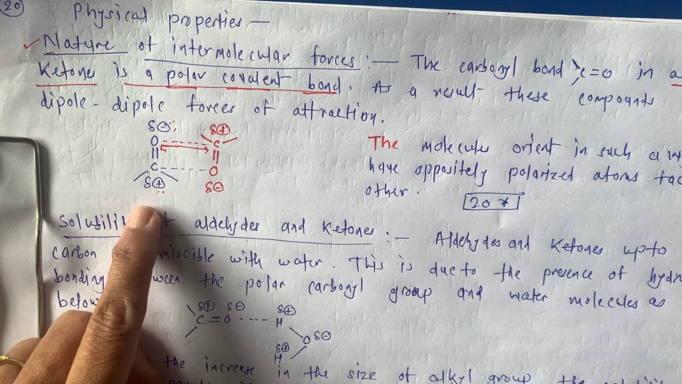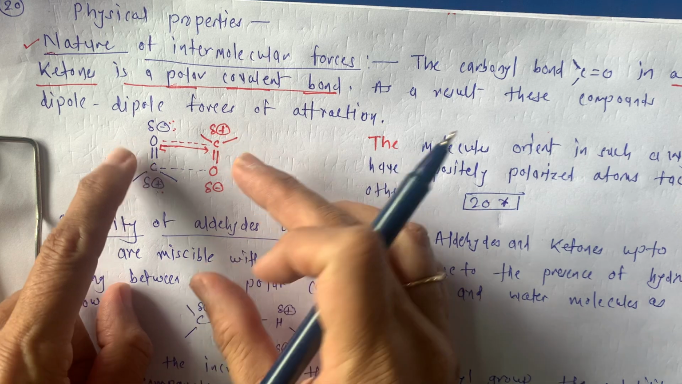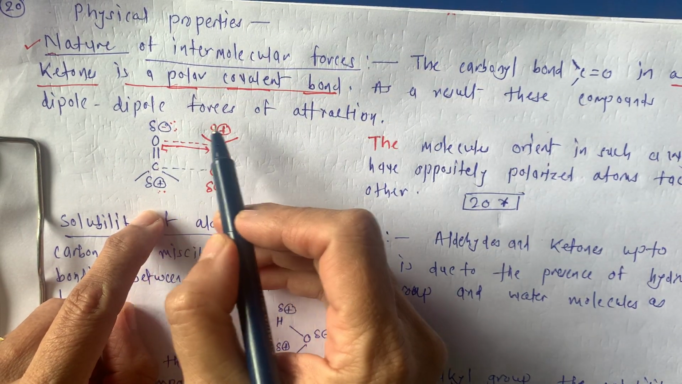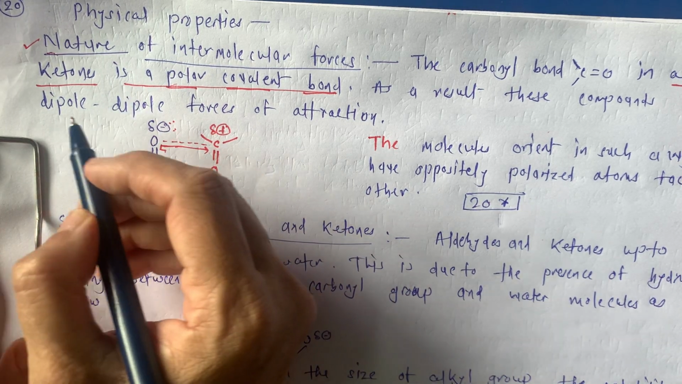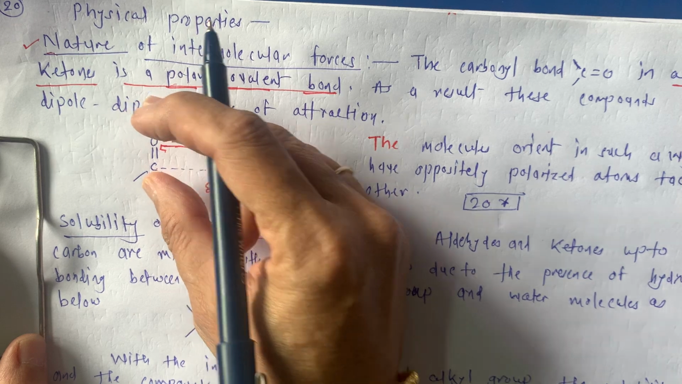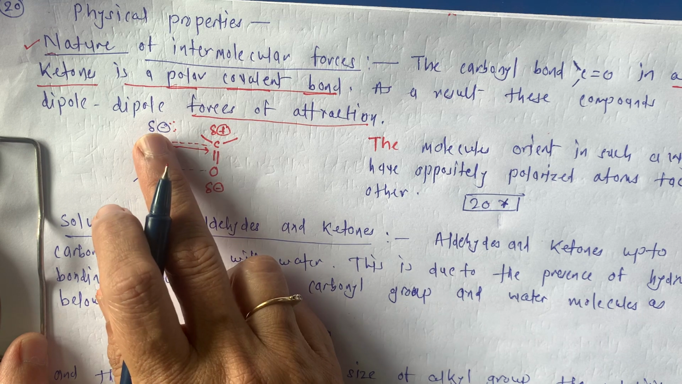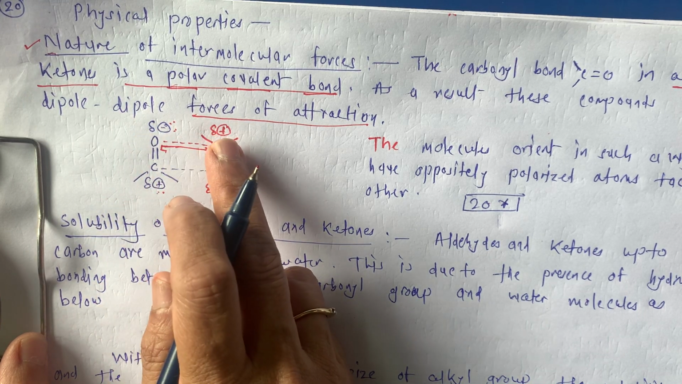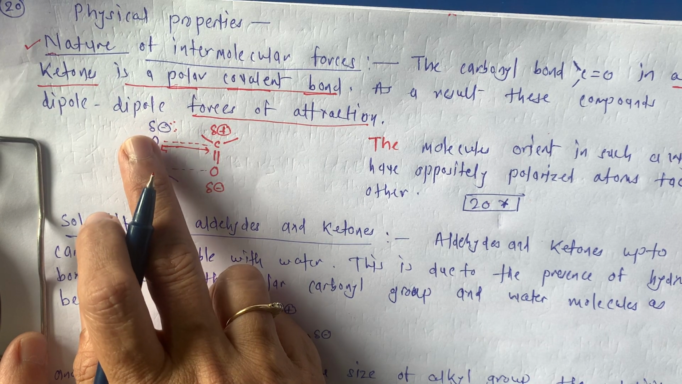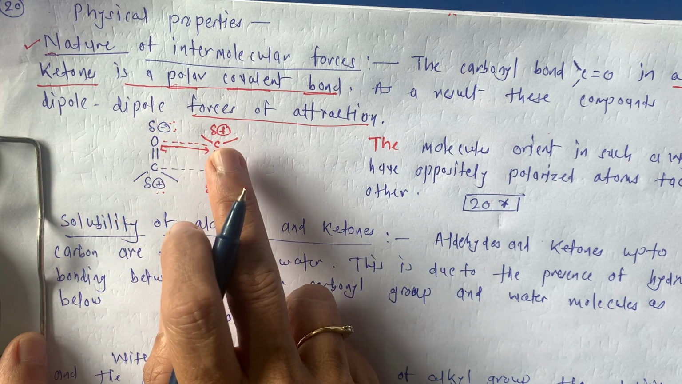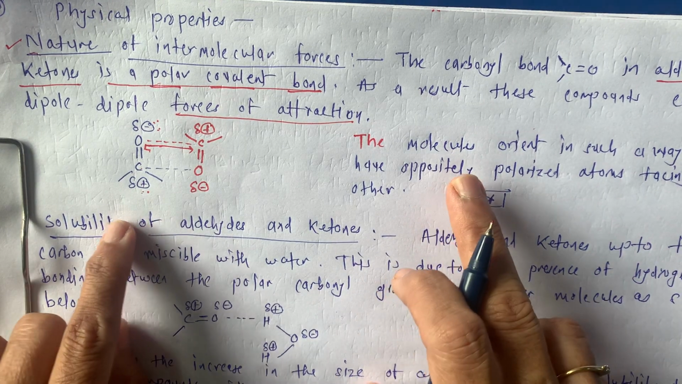This is one C double bond O carbonyl molecule. This is another carbonyl molecule, and we arrange them in this way: the negative charge comes towards the positive charge, and the positive charge comes towards the negative charge, meaning they have dipoles. This is one dipole, this is another dipole, and they have forces of attraction. We know there is an attraction between negative charge and positive charge. These are the partial charges. We can say delta negative, or partial negative charge, or delta positive, or partial positive charge. It's the same thing.